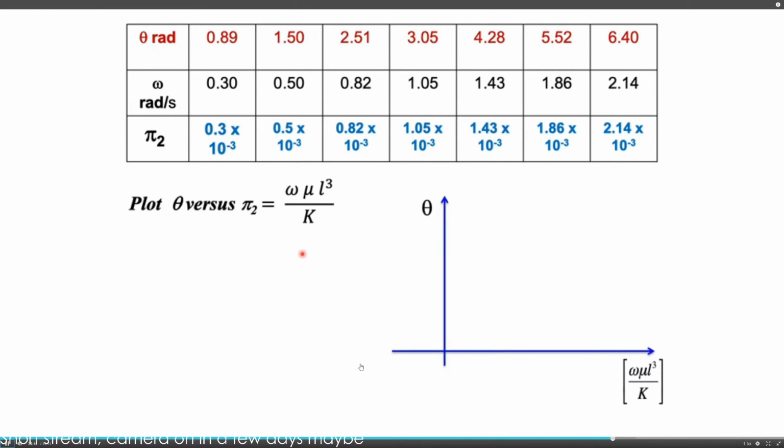Now put in the proof. You substitute the values: when pi group 2, omega mu L cubed over K, is 0.3 times 10 to the power minus 3, the corresponding theta is 0.89, right? So you plot this, and you find that the relationship is approximately linear. It's linear, right?